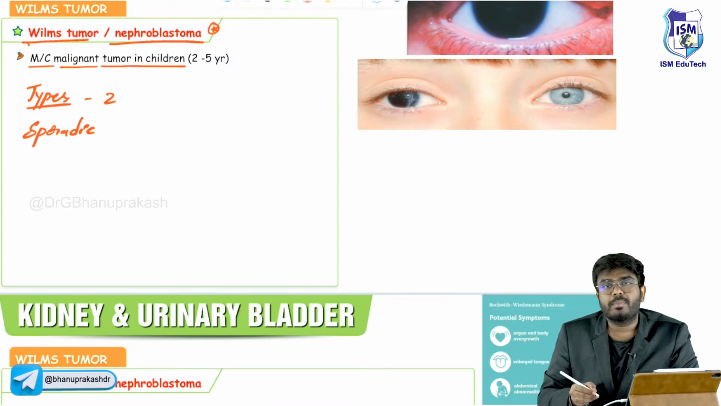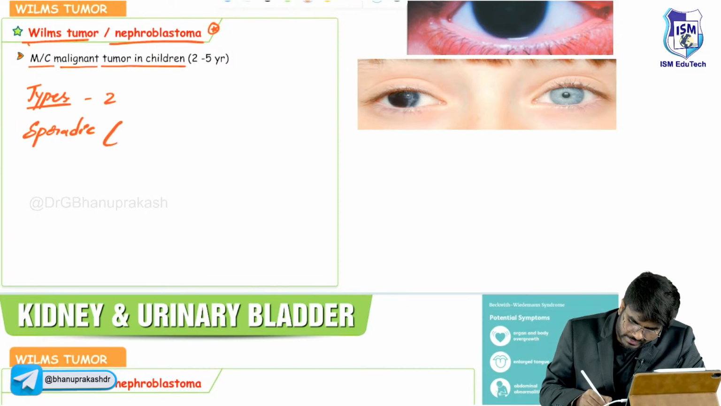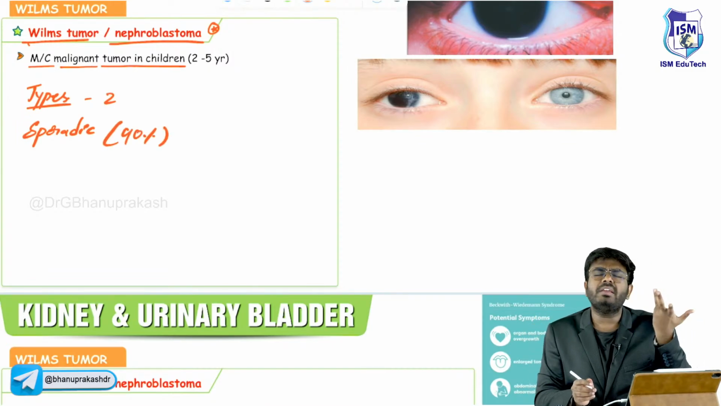Okay, sporadic. Sporadic means what? It can occur in anyone. Just like 90% of the cases, sporadic. In anyone it can come.